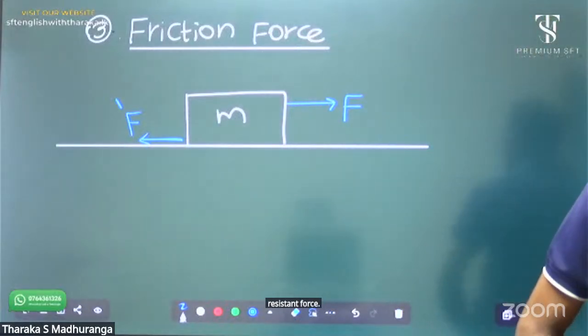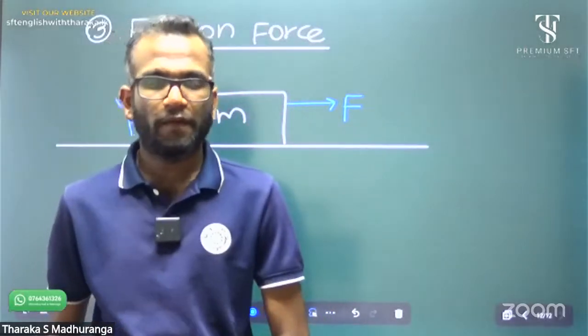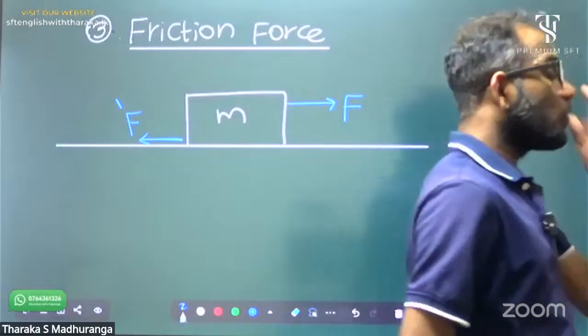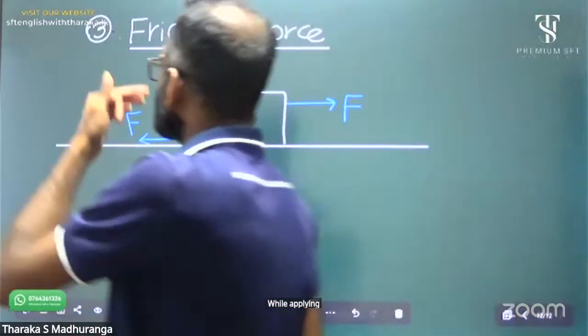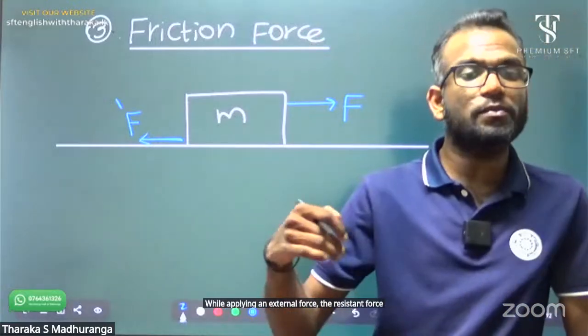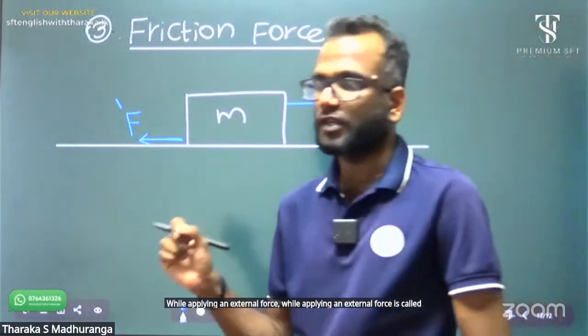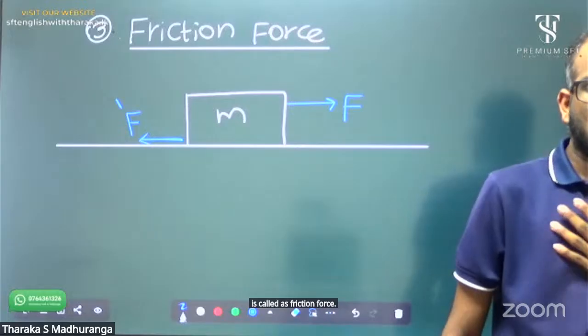A resistant force given by the surface on the object while applying an external force is called a friction force.